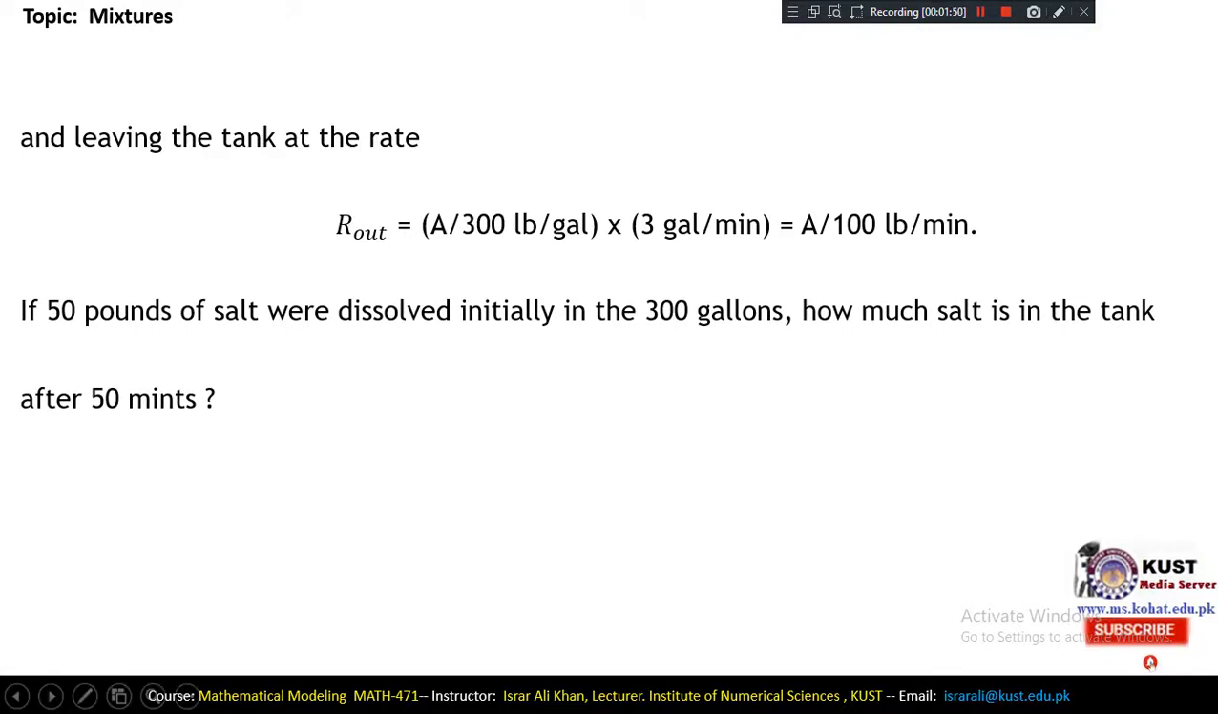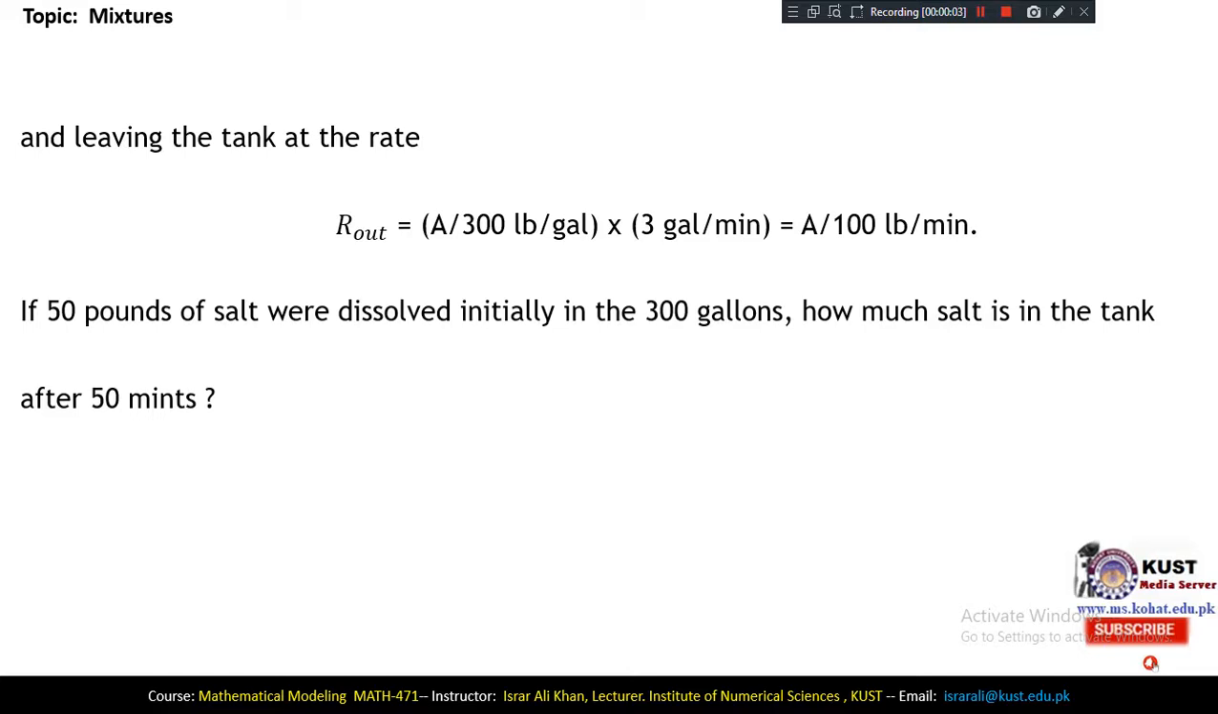Now here they ask a question: if 50 pounds of salt were dissolved initially in the tank, how much salt in the tank would we be left with after 50 minutes? Now you can see this is actually the initial condition. If 50 pounds of salt were dissolved initially in 300 gallons, it means initially in the tank we have 50 pounds of salt.